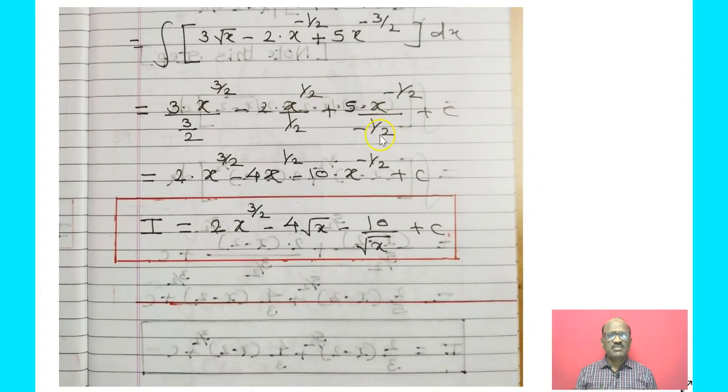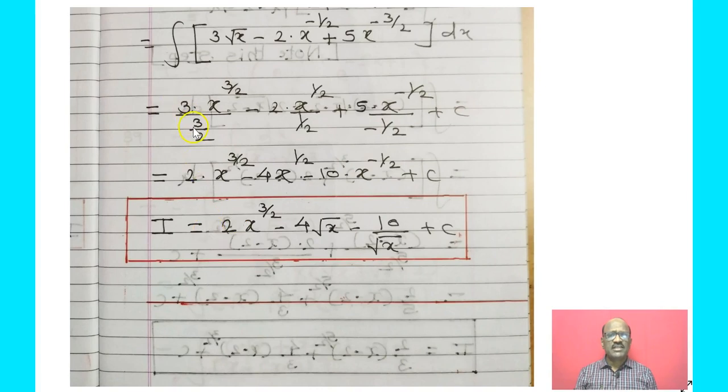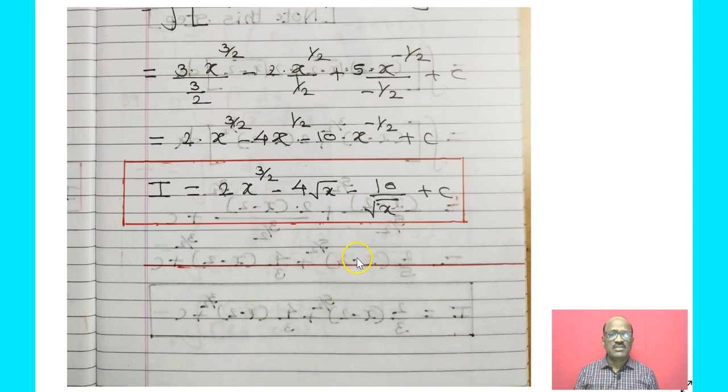Now simple simplification: this 3 gets cancelled, the 2 becomes multiplied and reciprocal. Therefore it is 2 into x raised to 3 by 2, minus 2 into 2, that is 4 x raised to 1 upon 2, and again this is the minus sign, it becomes multiplied and reciprocal, 5 into 2, 10 x raised to minus 1 upon 2, plus c. Now we can write the answer like this: 2 x raised to 3 by 2 minus 4 root x minus 10 upon root x plus c. See the next problem.